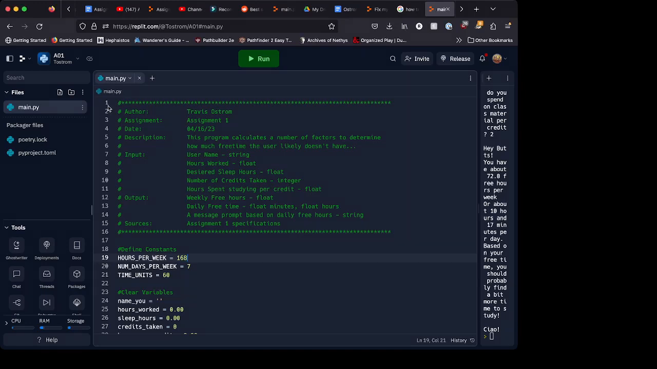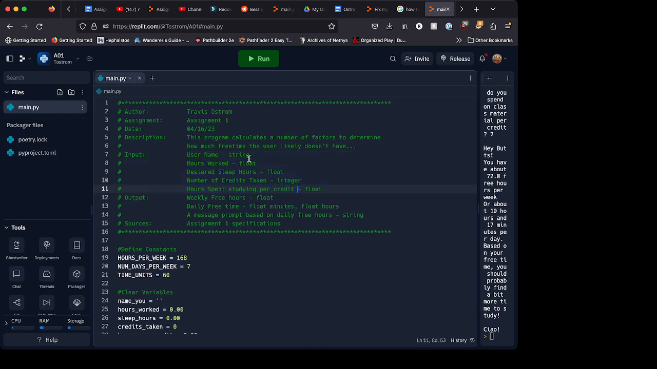Alrighty, so here is my description. Code by me, assignment 1, due date. For the description, this program calculates the number of factors to determine how much free time the user likely doesn't have. I trimmed this down so I wouldn't have to worry too much about adding more breaks here.